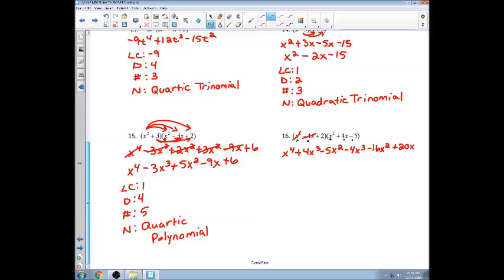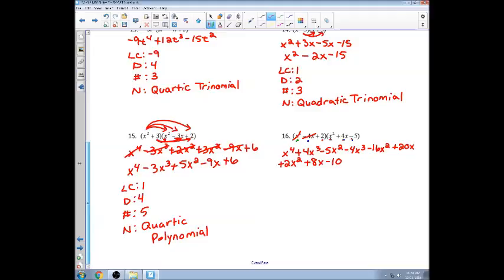I'm going to drop this down one line. Hopefully, while you're working on a normal piece of paper, you can write this all on one big line. Unfortunately, up here on the board, I cannot. So now I'm going to take 2 times x squared, which would be positive 2x squared. I'm going to take 2 times positive 4x, which would be positive 8x. 2 times negative 5 would be negative 10.